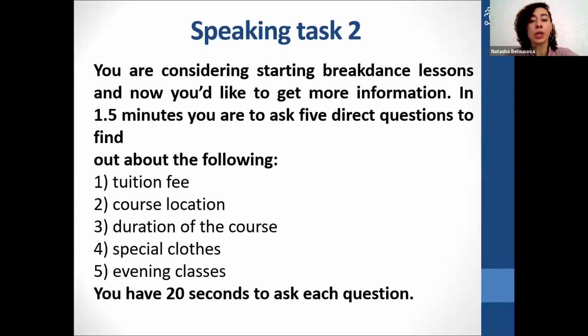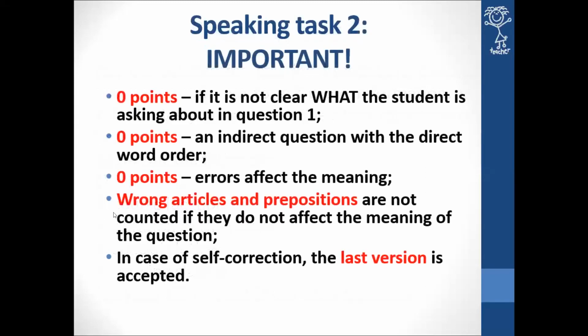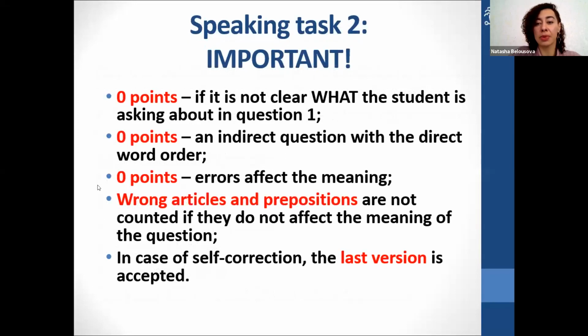And a few important points, again, about task 2. So something that can cause a 0. It's about question 1, remember? It has to be very specific and they have to say what they are asking about. They can't use words like it, they, how much are the lessons in your studio? Yeah? So it has to be very specific.